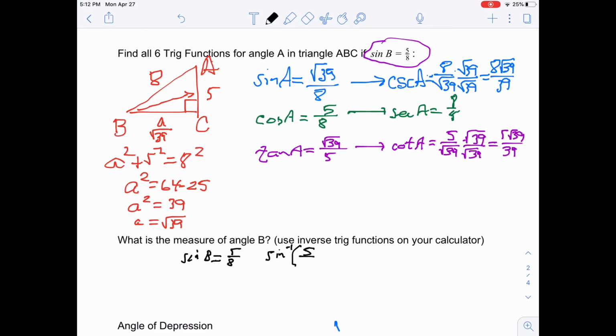So the inverse trig function of 5/8 on your calculator: if you look at your calculator, you look for the second function that's just above your sine function. It has that little -1 above it. That's the inverse trig function. And when you do the inverse trig function of parentheses 5/8, you get about 38.68 degrees for an answer. So that's how you find an angle using the sides of the triangle.